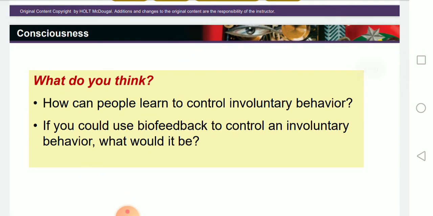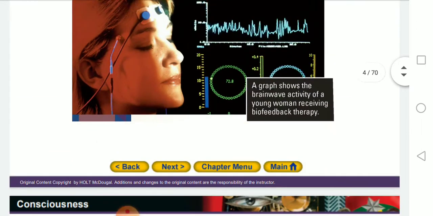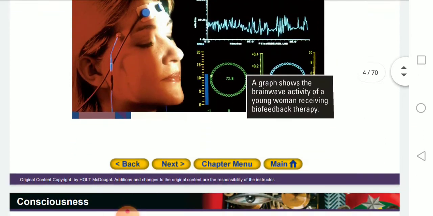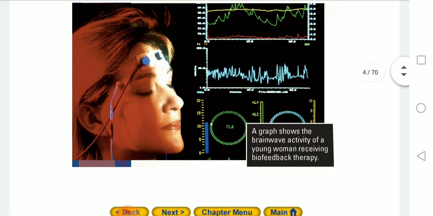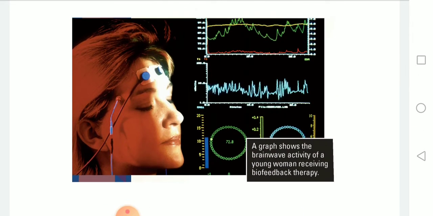So what do you think, guys? How can people learn to control involuntary behavior? This is a good question. If you could use biofeedback to control an involuntary behavior, what would it be? What do you think? So I have here this graph. This graph shows the brainwave activity of a young woman receiving biofeedback therapy.